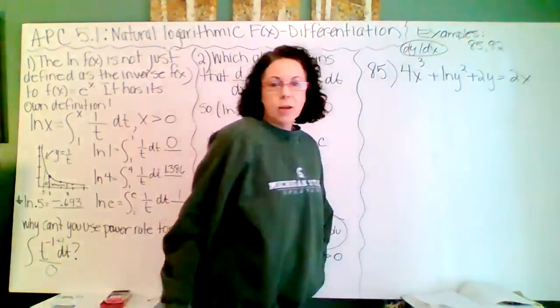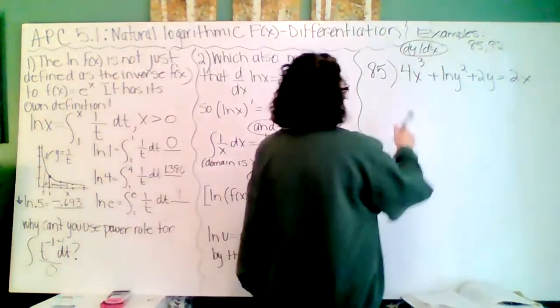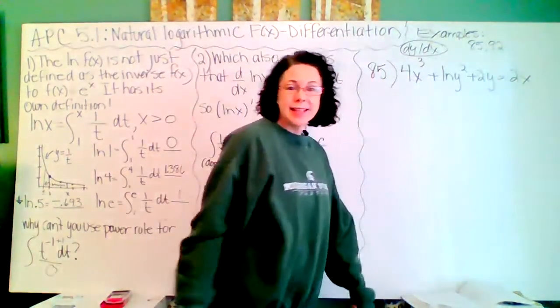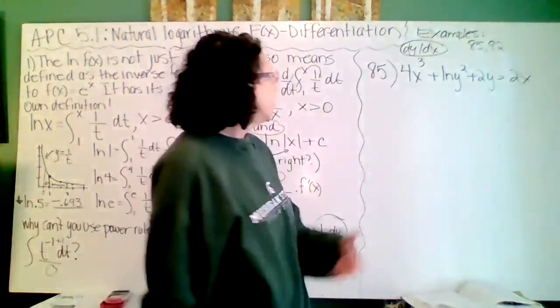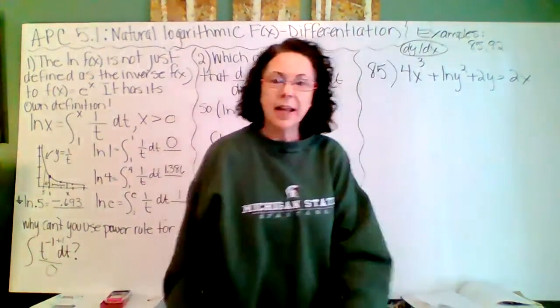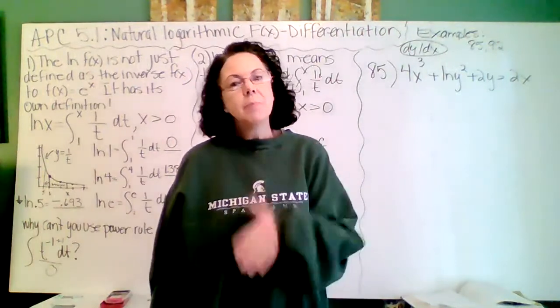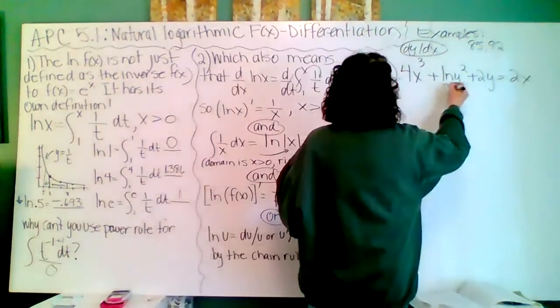Okay, so I know I'm going to take the derivative of both sides with respect to x. And then if there's a y, I will take the derivative, but I have to multiply by y prime. Before I do that, I see something right here.